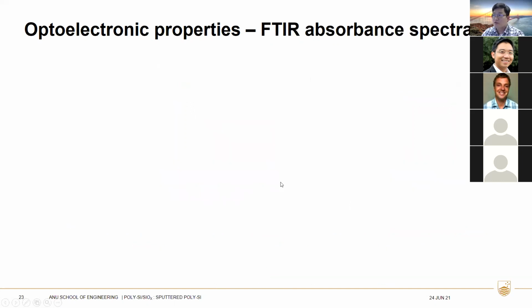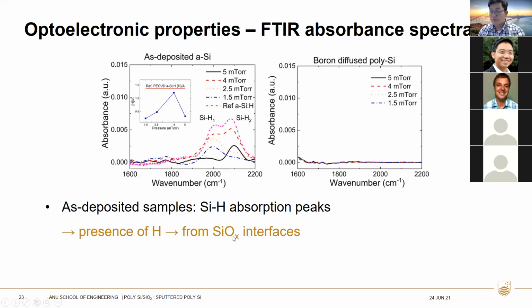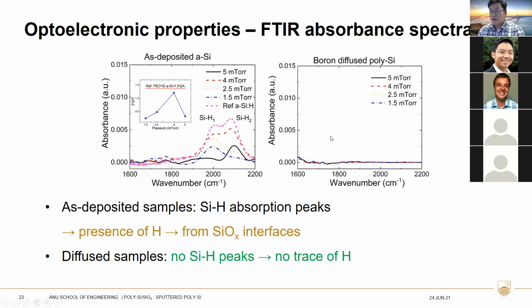About the FTIR absorption spectra, on the sputter deposited samples we see the silicon hydrogen absorption peaks, which arguably says it contains hydrogen. So this may be due to the involvement of hydrogen during the chemical oxide growth. But either way, after the boron diffusion, there are no silicon hydrogen peaks, so there's no trace of hydrogen after the diffusion.